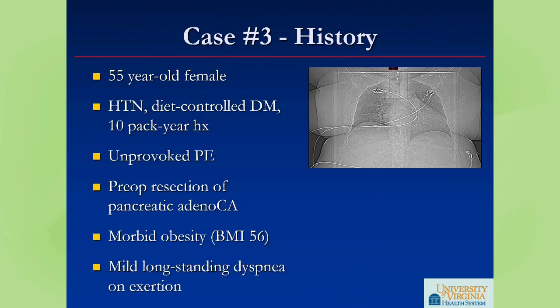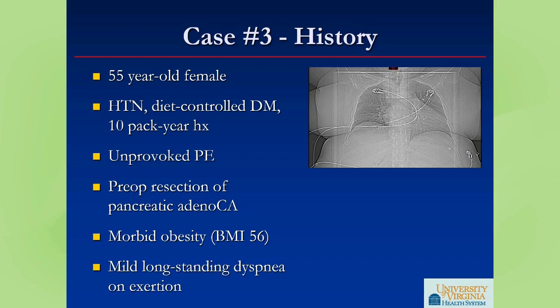Okay. So those are some aspects to consider reporting when you're interpreting your study. Let's talk about some other components that are important. So case number 3 is a 55-year-old female. She has a history of hypertension, diet-controlled diabetes, and a 10-pack year history. She has a history of an unprovoked pulmonary embolism.